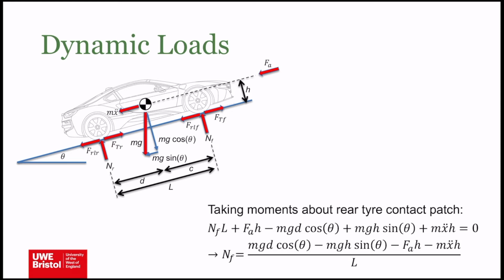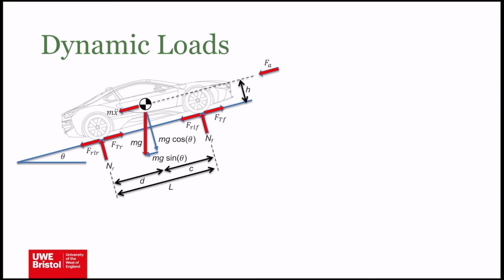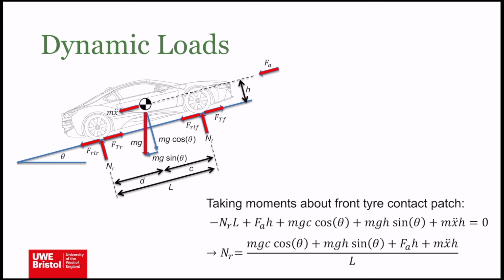You could do the same thing for moments about the front contact patch. Again, moments around here, none of those take effect, but this one does, it's going that way. You've got mx going this way, mg going this way, and FA going this way. So most of them are positive, except for NR times L, that's the minus sign. And we can solve for NR, putting everything on the other side, dividing by -1 to get them all plus, and then dividing by L.